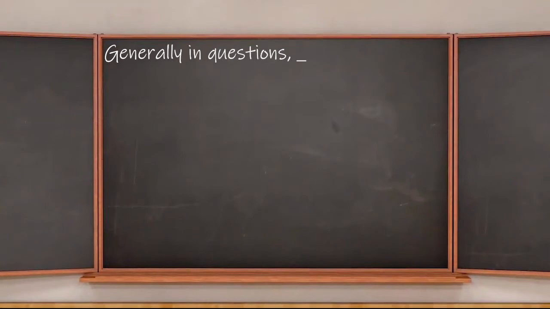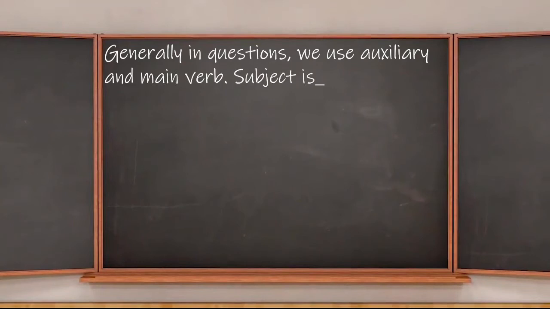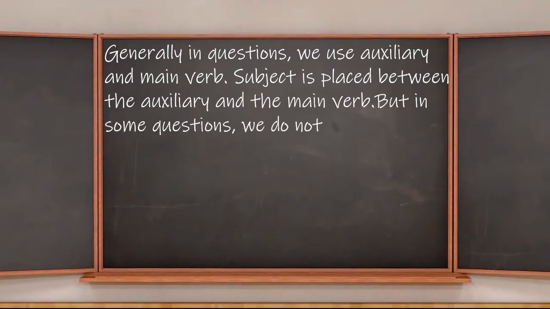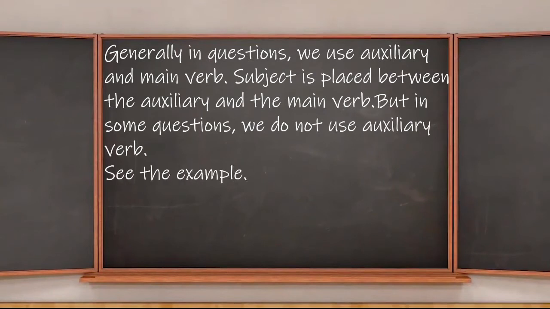Generally, in questions, we use an auxiliary and a main verb. The subject is placed between the auxiliary and the main verb. But in some questions, we do not use an auxiliary verb. See the example. Who wrote the story?